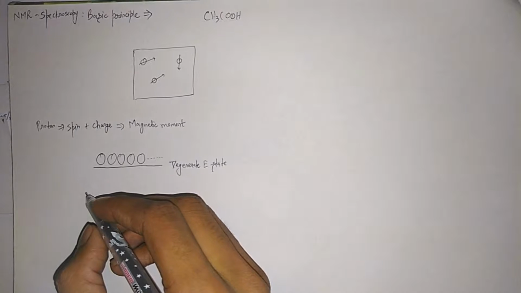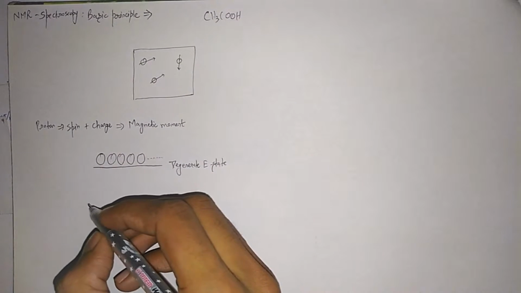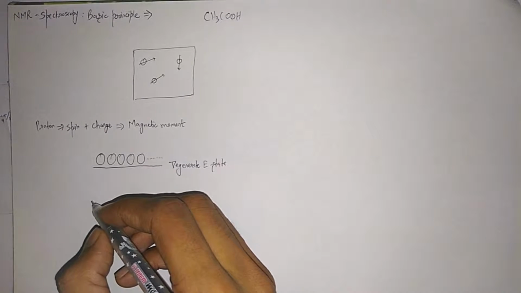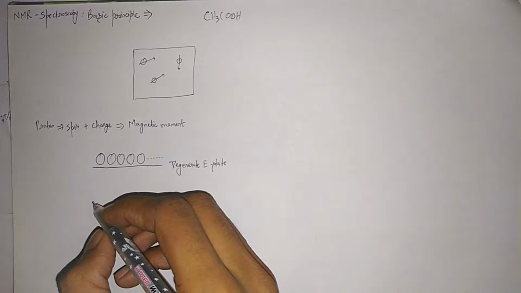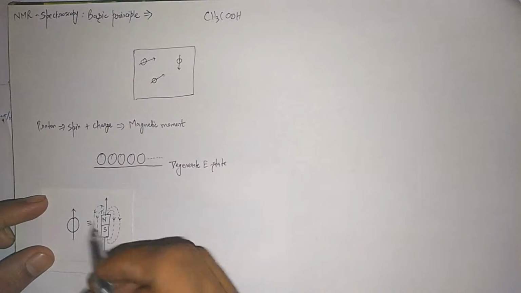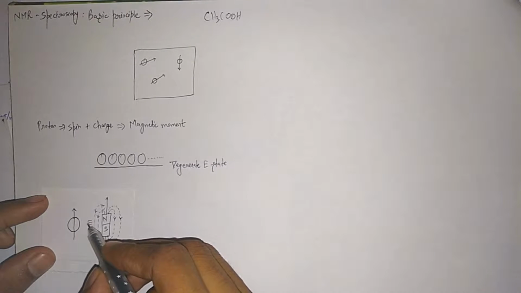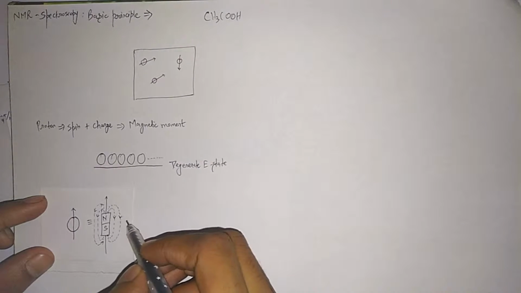Due to the magnetic moment associated with the proton, it can behave as a tiny magnet. So diagrammatically we can represent the proton with some net magnetic moment in this direction. This can be treated as a tiny magnet.